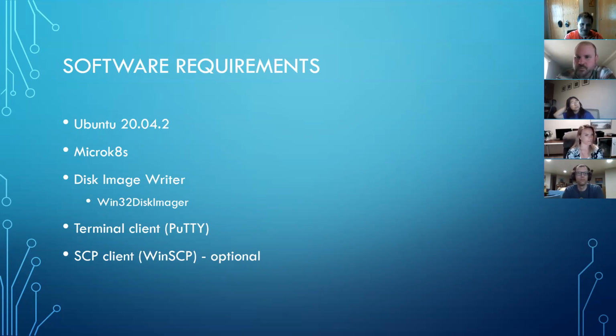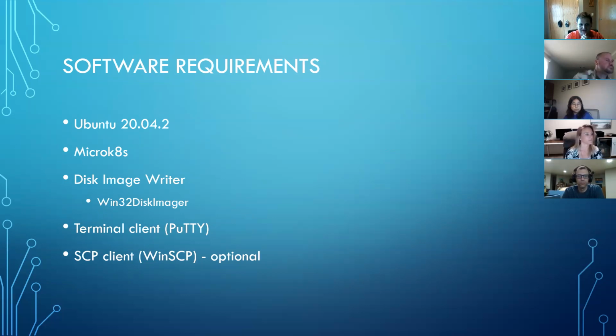Because I'm on Windows, I use a disk image writer. The disk image writer I use is Win32 Disk Imager. Macs have their own version. Linux has the dd command, which is the same thing. It allows you to write raw to a card. But you'll need that kind of software to write to the cards to get the images that you download for Ubuntu written onto them.